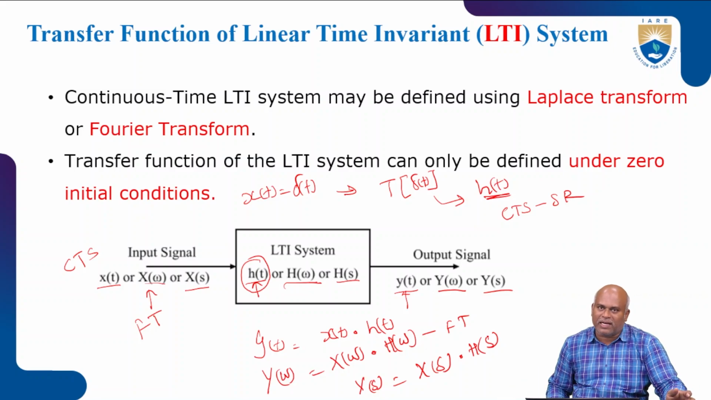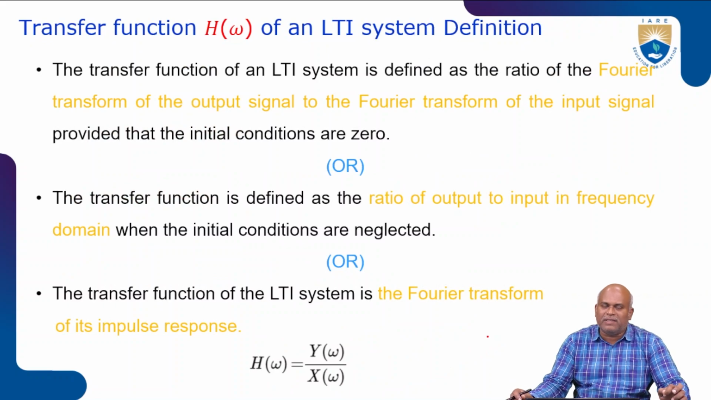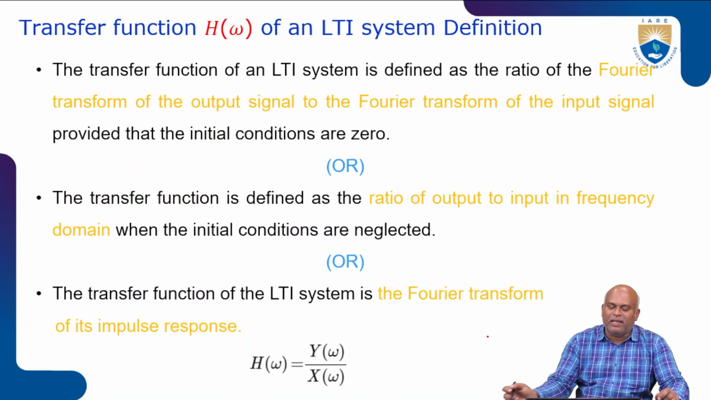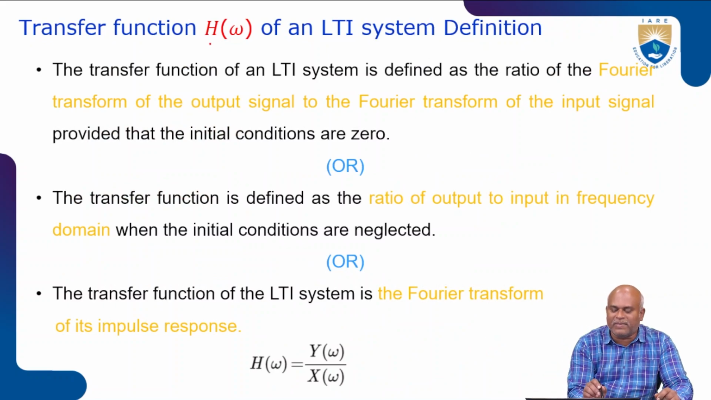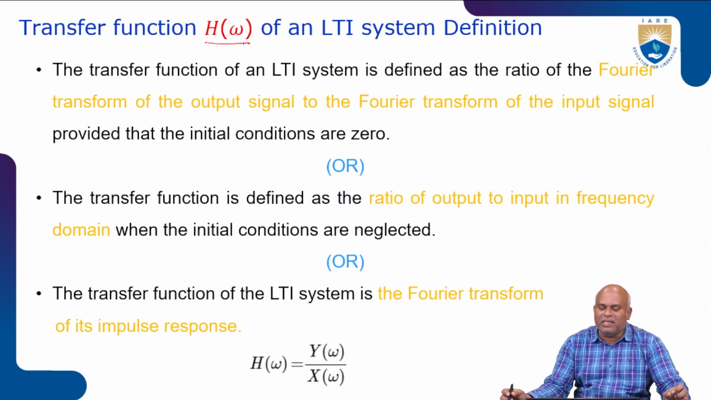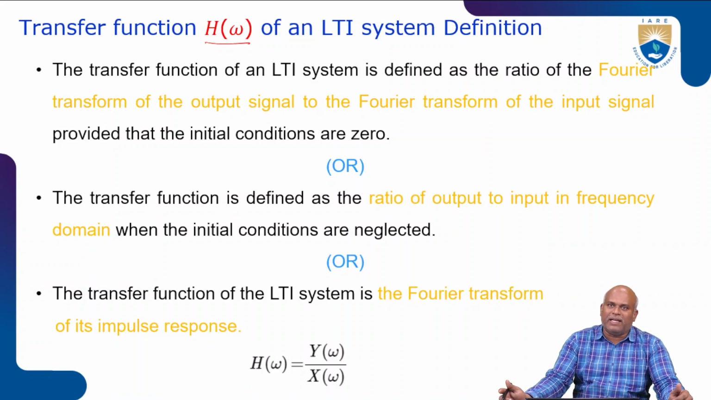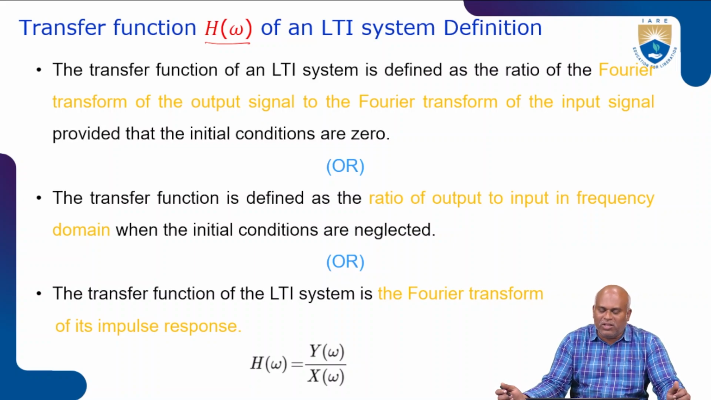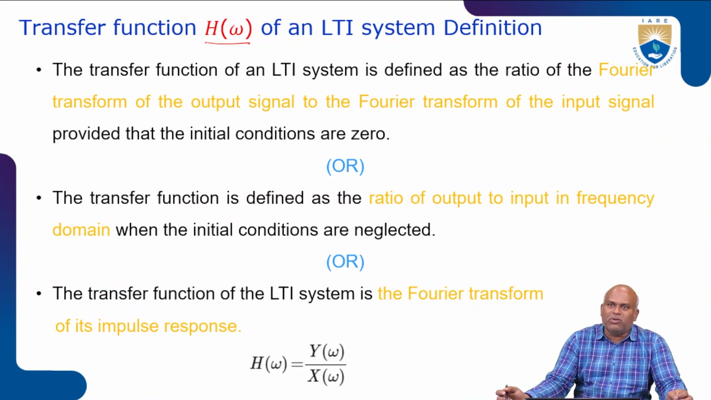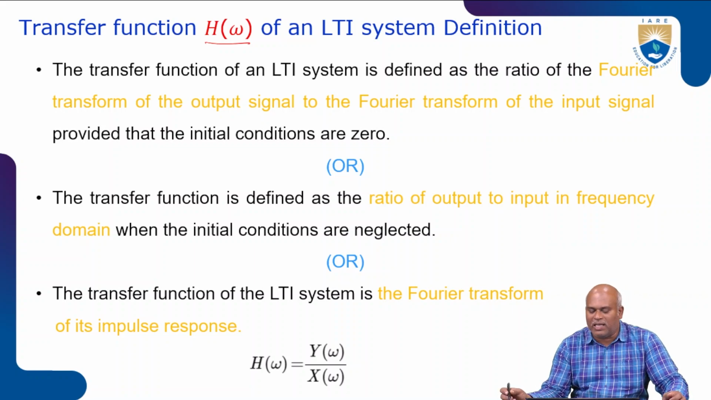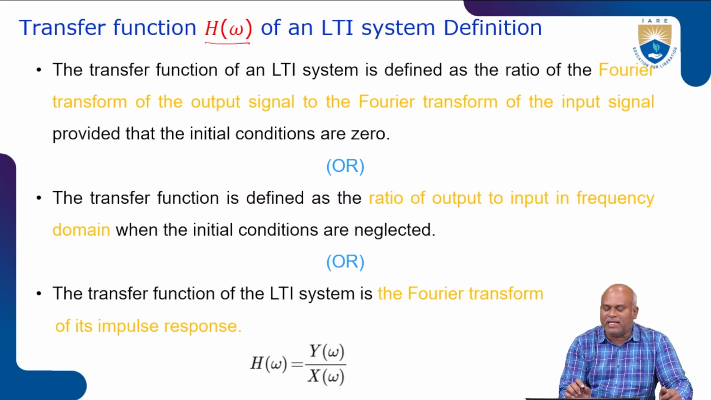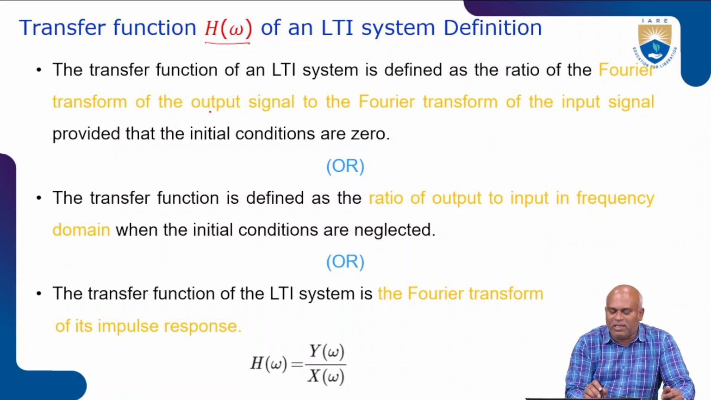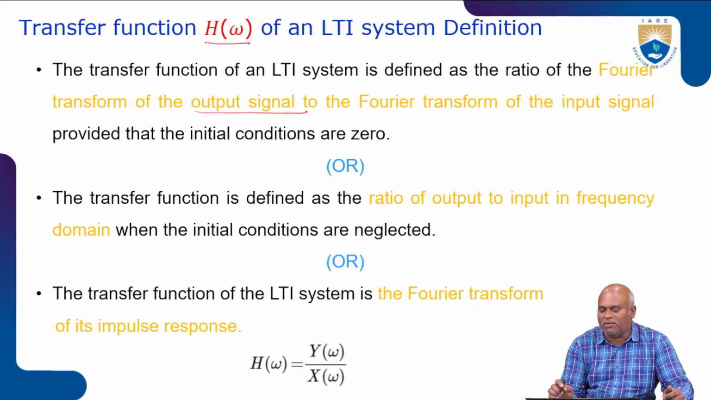Now we go for the transfer function. The transfer function, which we call the frequency response, H of omega, is the transfer function of a linear time invariant system. The transfer function of an LTI system is defined as the ratio of the Fourier transform of the output signal to the Fourier transform of the input signal, provided the initial conditions are 0.